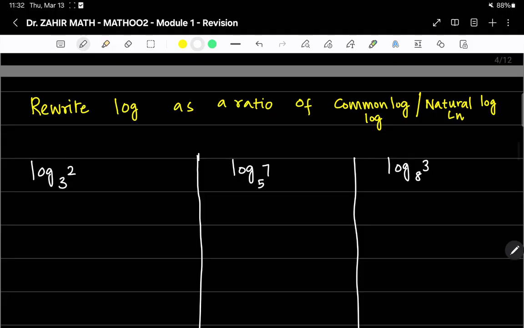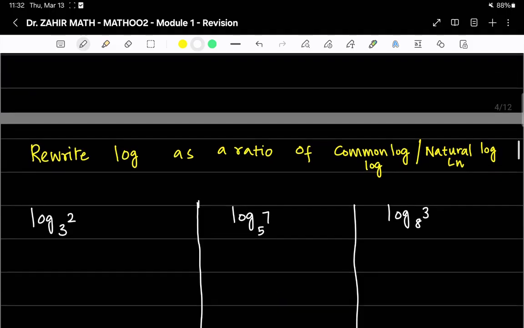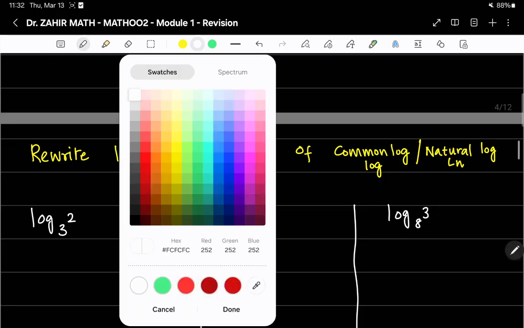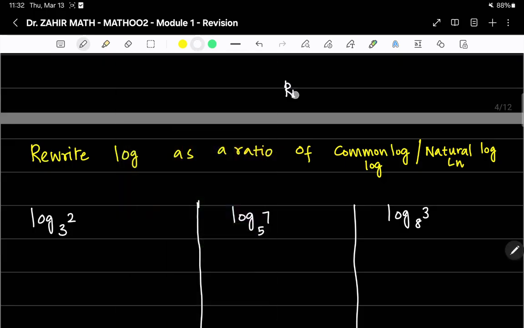So we are going to use the rule. What is the rule for this question? The rule is very easy. Log b base a is equal to log b divided by log a. This is also equal to ln b divided by ln a.